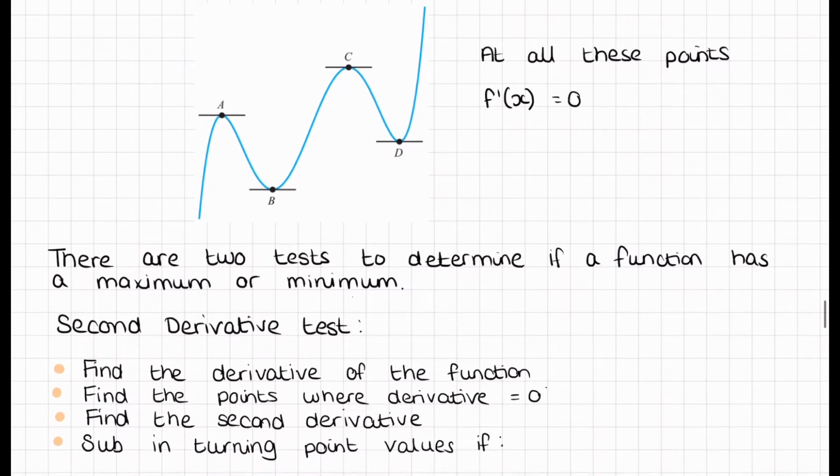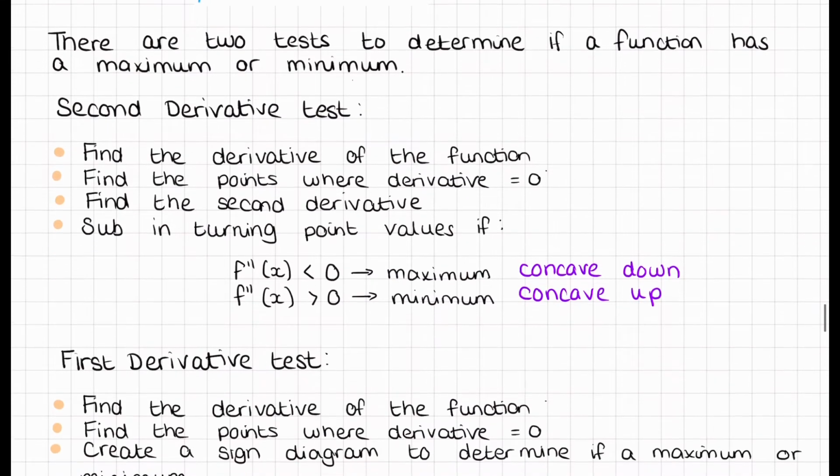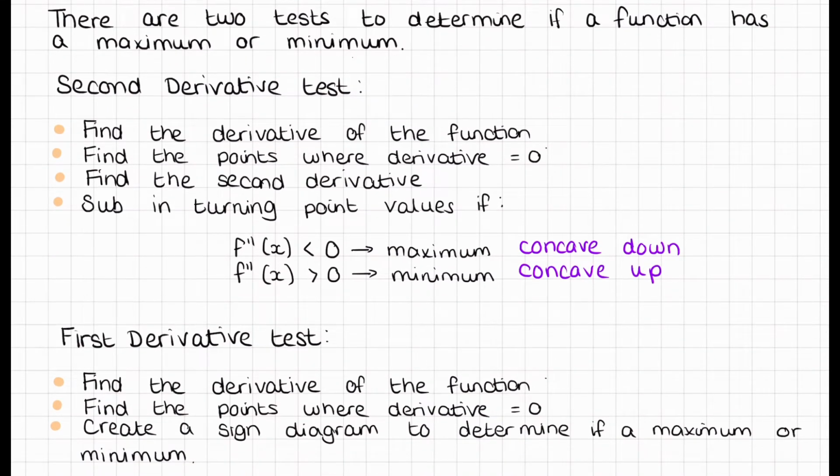There are two ways that we can determine if a function has a maximum or a minimum. There's a second derivative test and a first derivative test. In the second derivative test, we find the first derivative of the function, then we find the points where the first derivative equals 0. Then we find the second derivative. We then sub the values we found, the turning points, into that, and if the second derivative solution is less than 0, it's a maximum because it's concave down. If the second derivative is greater than 0, then it's a minimum because it is concave up.